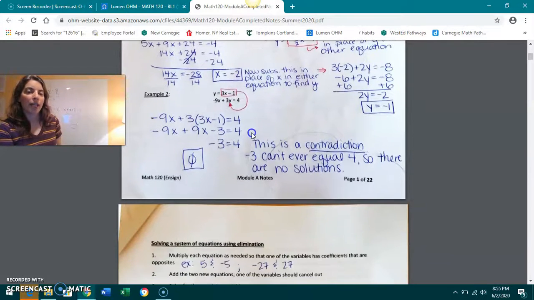If you end up with a system where you end up with two things that can never be true, it means there are no solutions. It means there are no x and y that make both of these true.